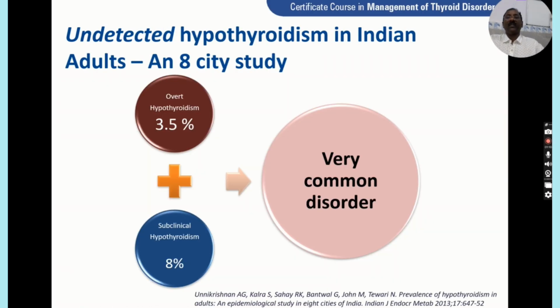Undetected hypothyroidism in Indian adults: they did a study in 8 cities. Overt hypothyroidism is about 3.5% and subclinical hypothyroidism is 8%. Is it common or uncommon? A very common disorder. As physicians, we should not miss hypothyroidism, either hypo or hyper. So, thyroid.